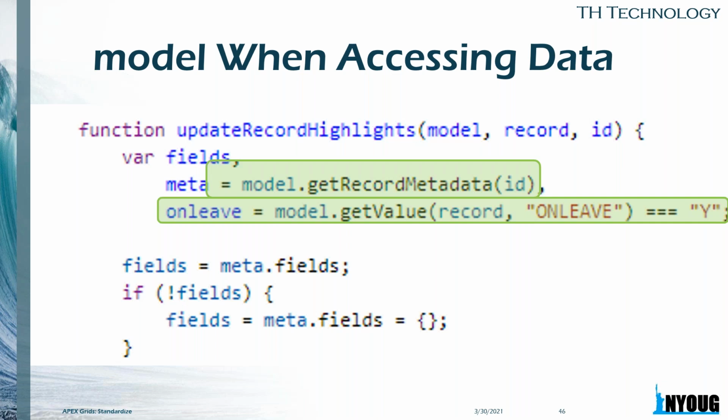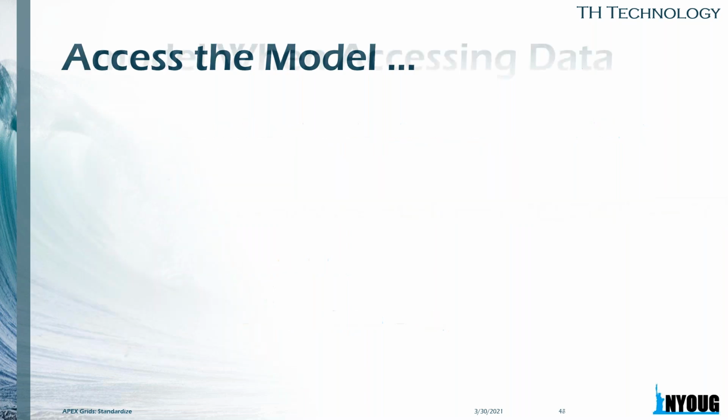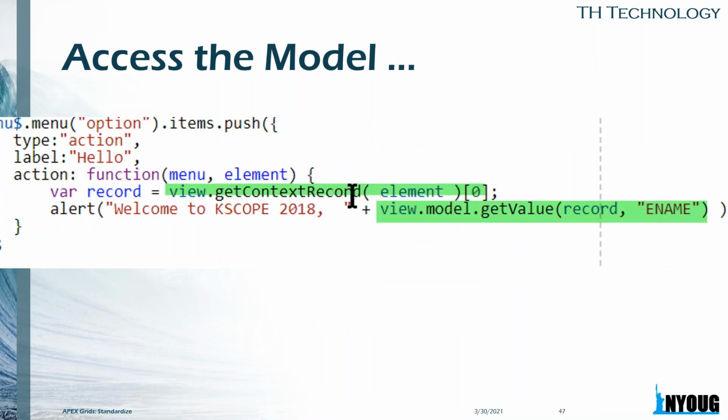When you get into, I need to look at the value of a column, now we're getting into the model. Remember I said model, think model, you think data. So I'm getting the model, get the value for the current record that was passed into this function for on leave. If that's yes, then we do a bunch of stuff. That's how I do some highlighting if the user is on leave.